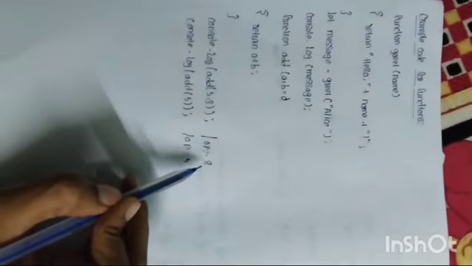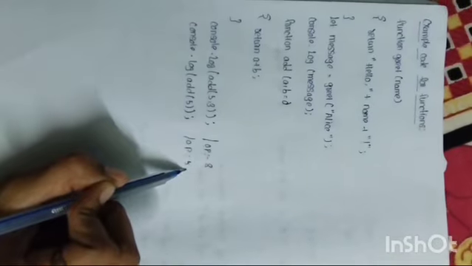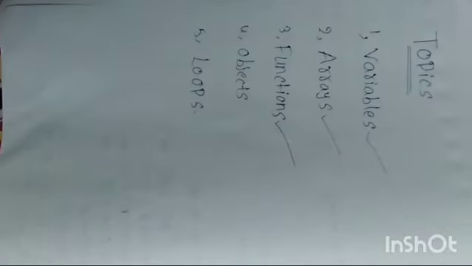Here we see console.log add 5 and 3, the output is 8, and console.log add 5, the output is 5. This is the code of the functions. Let us see the fourth topic, objects.